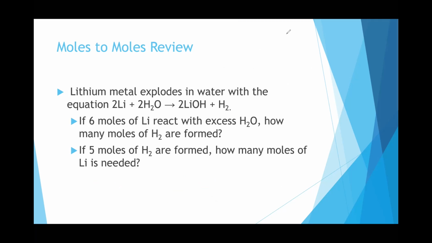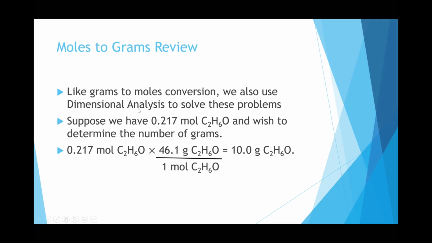We're going to have to convert between the mole ratio between 2 compounds, because a chemical reaction only tells us the molar equivalence. So we can convert between moles with our chemical equation. That's the importance of it. Now our last thing is moles to grams review. So this is almost the same as the grams to moles, but it's in reverse. So suppose we got like 0.217 moles of ethanol and we wish to determine the number of grams.